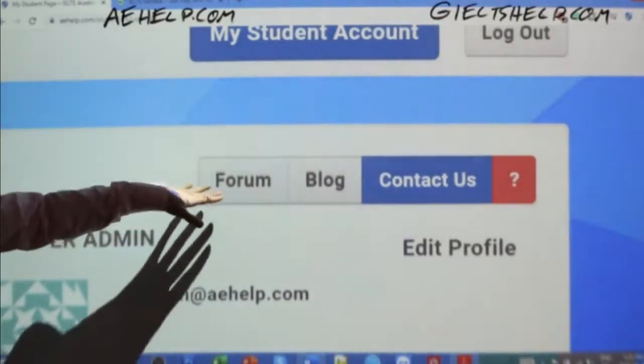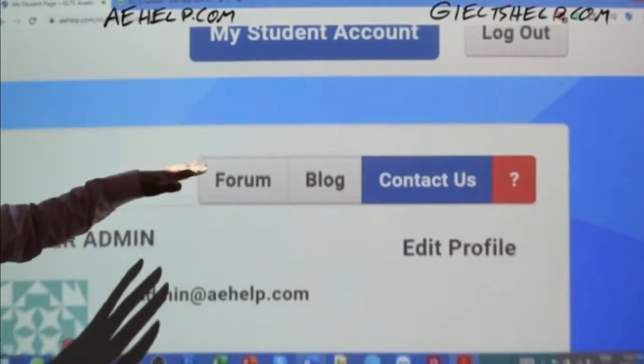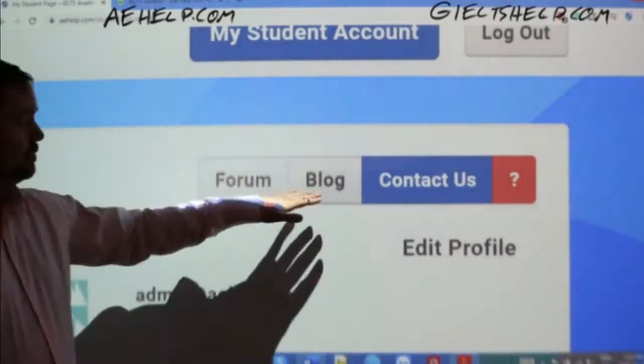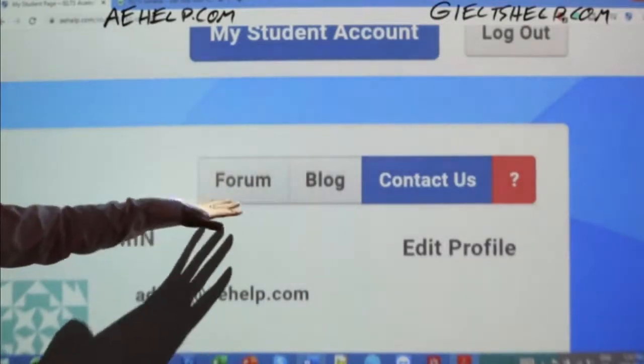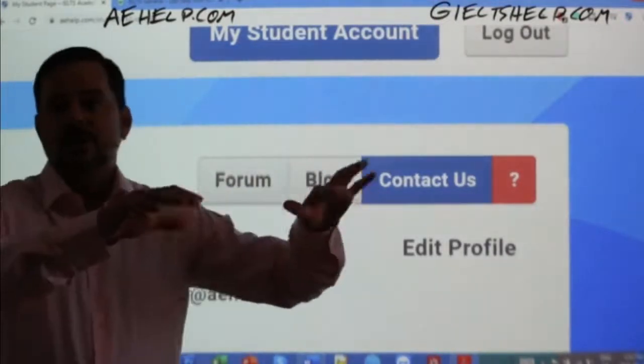So members, definitely when you have a few minutes in the day, I highly recommend checking out the different blogs and checking out the forum as well. In the forum, students can actually communicate with each other through typing.